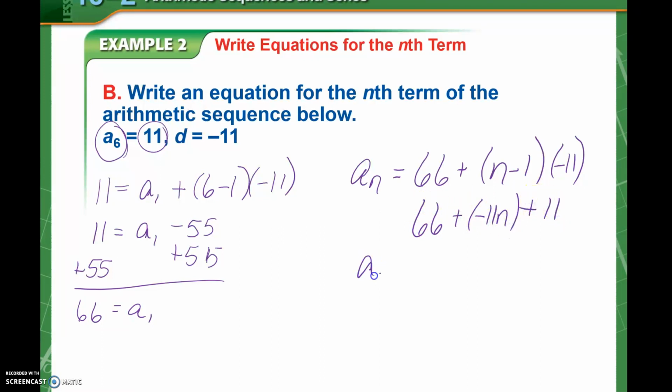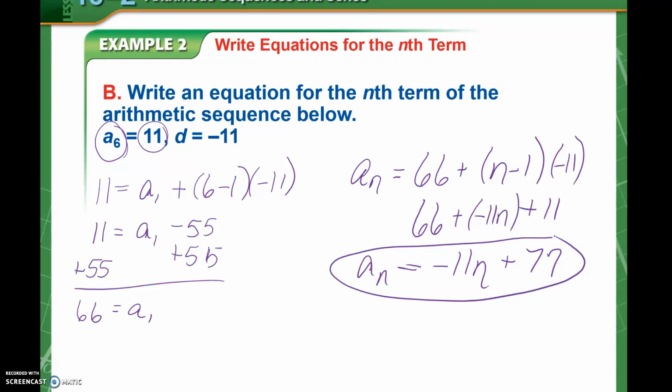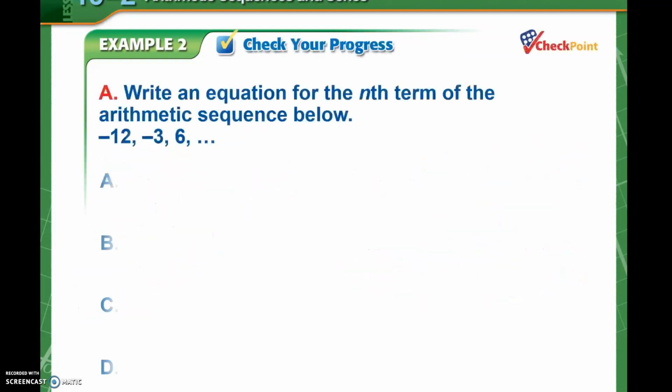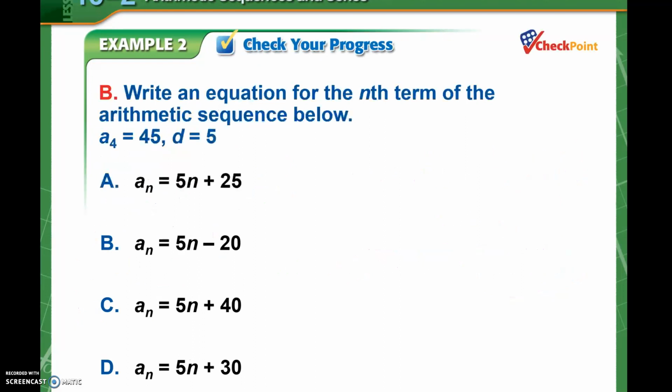Put our common terms together. And there's my equation. Okay, so I'll let you go ahead and try those two.